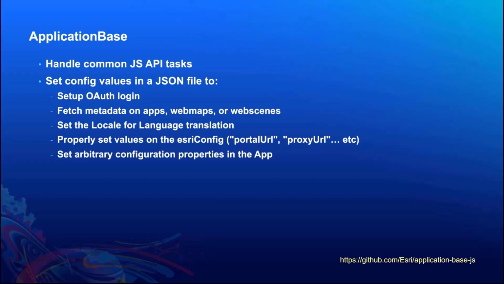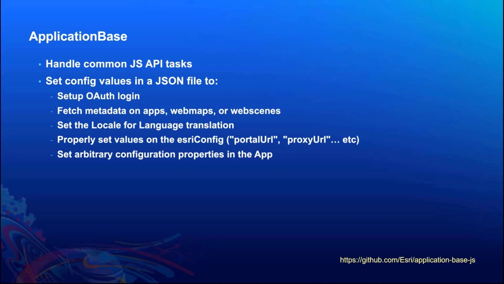As mentioned, application base handles common JavaScript API tasks for you. It does this by using configuration values that you set up in a JSON file, and depending on the values you set, it can set up OAuth login, fetch metadata on apps, web apps, or web scenes, set the locale for language translation, properly set values on the Esri configs such as portal URL and proxy URL, and also set arbitrary configuration properties in the app.